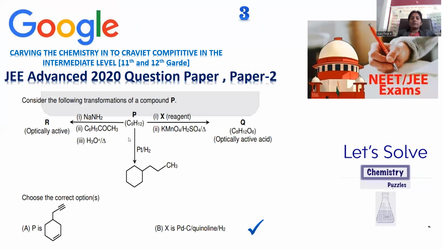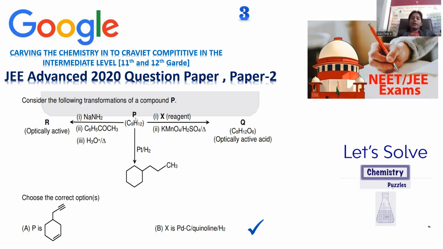Move on to question number 3. Question number 3 is collected from the JEE Advanced 2020 question paper, paper 2. Fine. So here an unknown compound with the molecular formula C9H12 is provided, which is designated as P. It is bonded with multiple reactions like this in the left direction, right direction, bottom direction, these many possible reactions, and some extent of products will be generated.